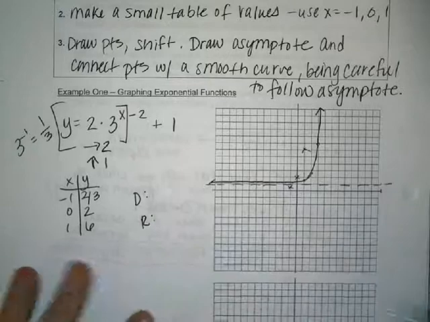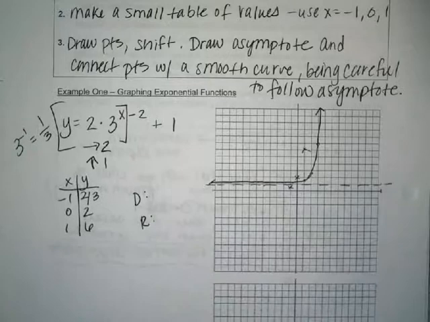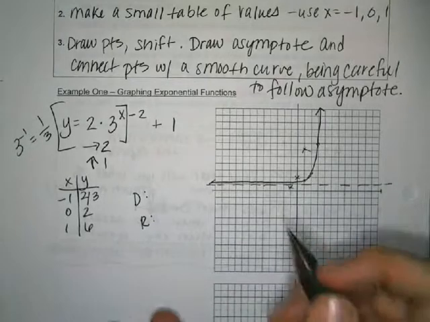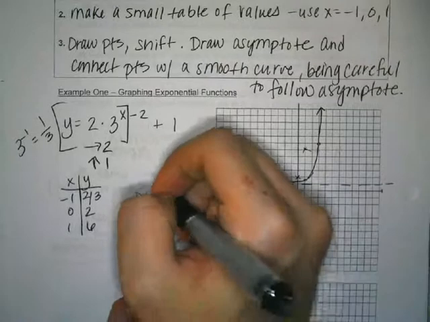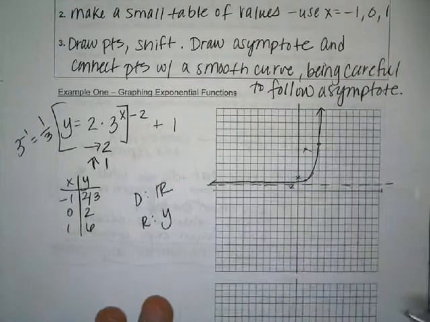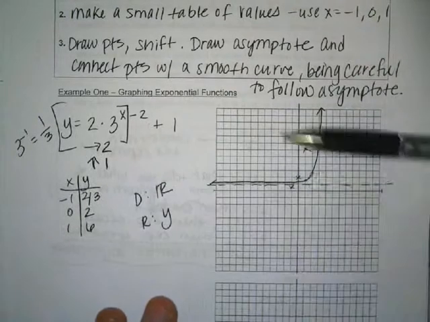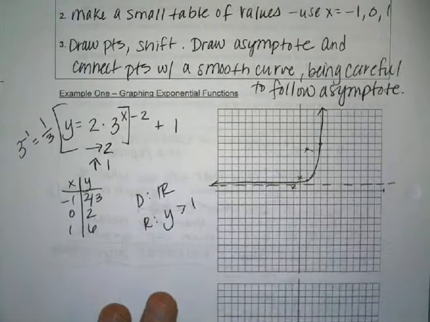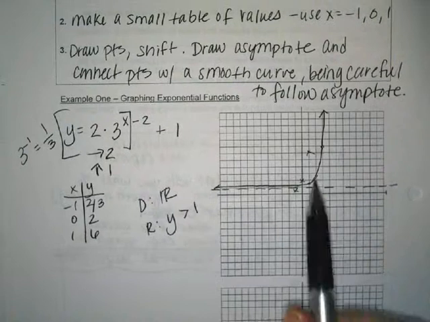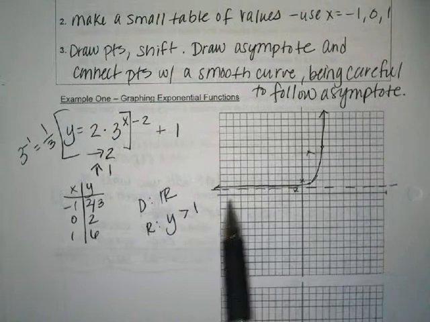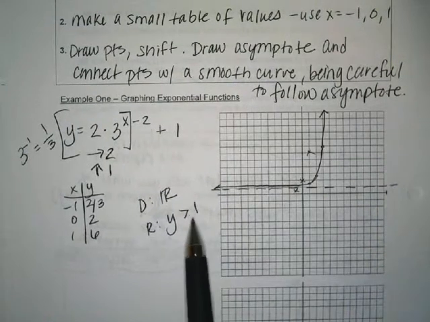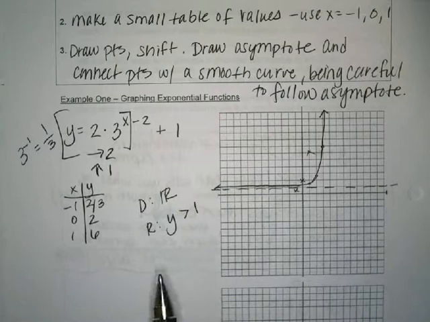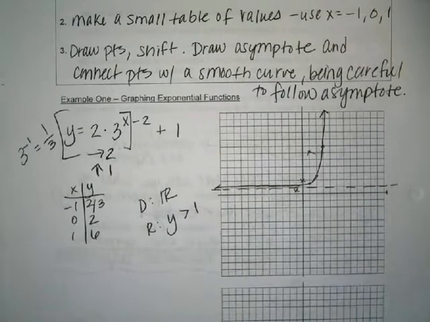Then we're going to label our domain and range. Domain is going to be all reals. Your range is going to be y values greater than the asymptote there, which is 1. And notice, again, because that's never going to actually cross the asymptote, you're going to leave off the equal to bar.